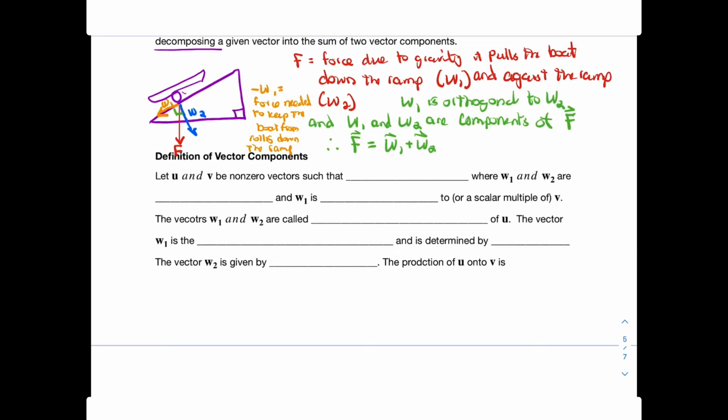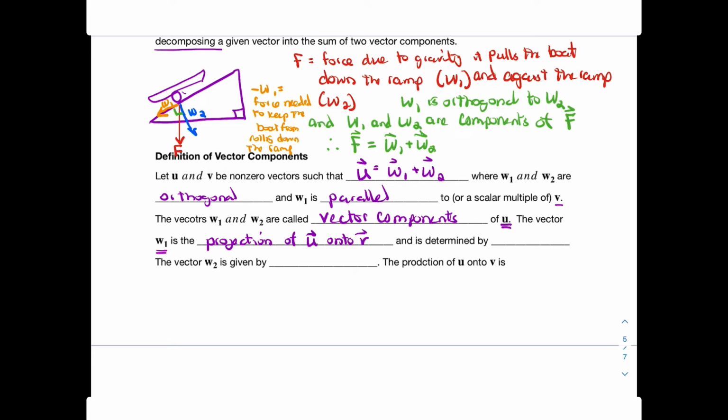All right, now that we have a basic understanding of what we're looking at, let's do the algebra, the math here. If u and v are non-zero vectors such that vector u has the components w1 and w2, where w1 and w2 are orthogonal, then I could say that vector w1 is parallel to vector v, or a scalar multiple of vector v. I'll show you a picture in a moment. Then the vectors w1 and w2 are called vector components of u. They have to equal u. The vector w1 is considered the projection of u onto v, because remember, w1 is parallel to, a scalar multiple of, v.